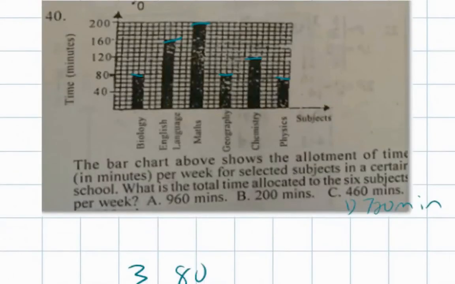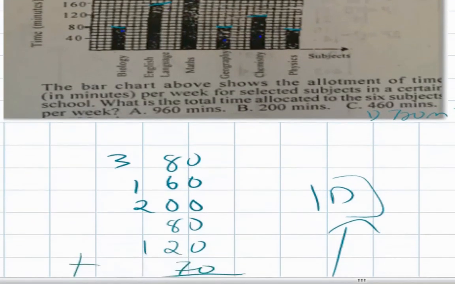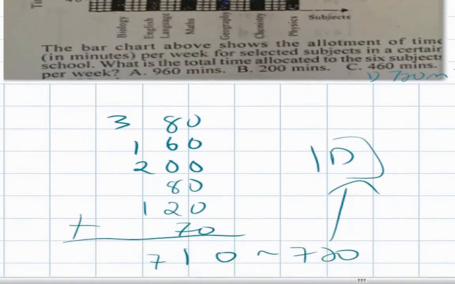Question 40 says the bar chart above shows the allotment of time in minutes per week for selected subjects in a certain school. What is the total time allocated to the 6 subjects per week? Remember the final question says what is the total time for the 6 subjects? So all you have to do really is add it all up. Biology has 80, English language has 160, maths is 200, geography is 80, chemistry is 120, and physics is also 80. So I've listed the numbers here, and I've added them.